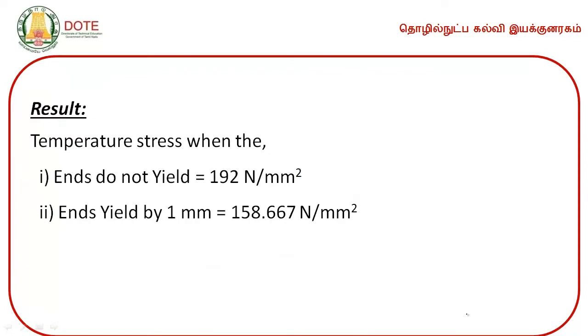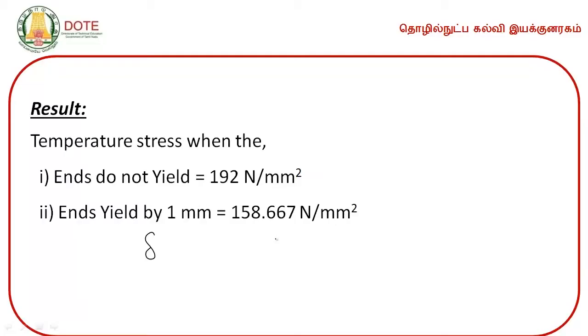Now we take down the result. Temperature stress when the ends do not yield is equal to 192 Newton per mm square. When the ends yield by 1 mm deflection, it is given by 158.667 Newton per mm square.